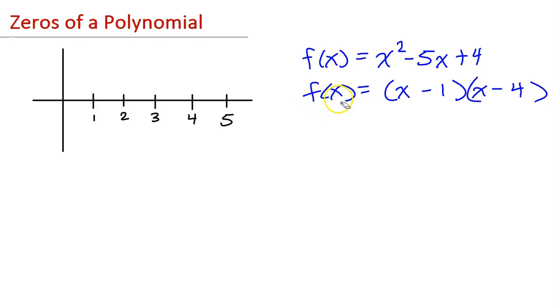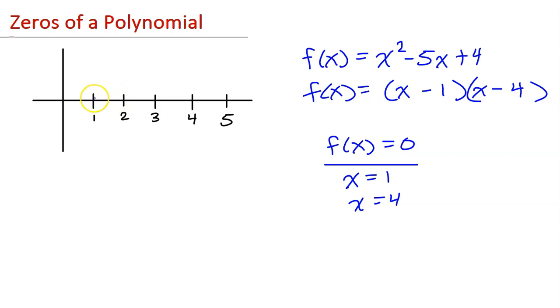Anyways, the zeros of the function are the values of x that will cause f of x to equal 0. So using the zero product property, I can set each one of these factors equal to 0 and solve. And that tells me that the zeros of the function are x equals 1 and x equals 4. So graphically, I'm going to have a 0 here and a 0 here. And f of x might look something like this.